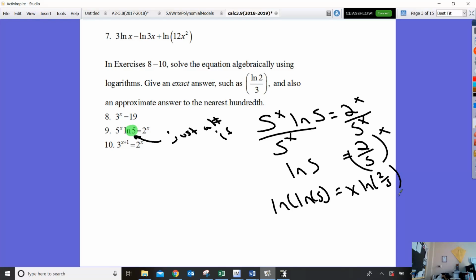I can isolate that x, can't I? I wasn't in a position to do that earlier. Earlier I could not isolate that x value. That was the problem, because they both had an x on the left and right. So it looks really funky, but the natural log of the natural log of 5 divided by the natural log of 2/5 is my answer.